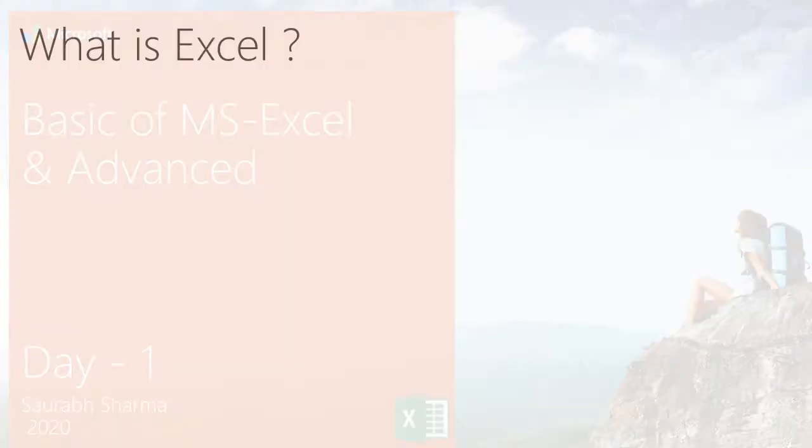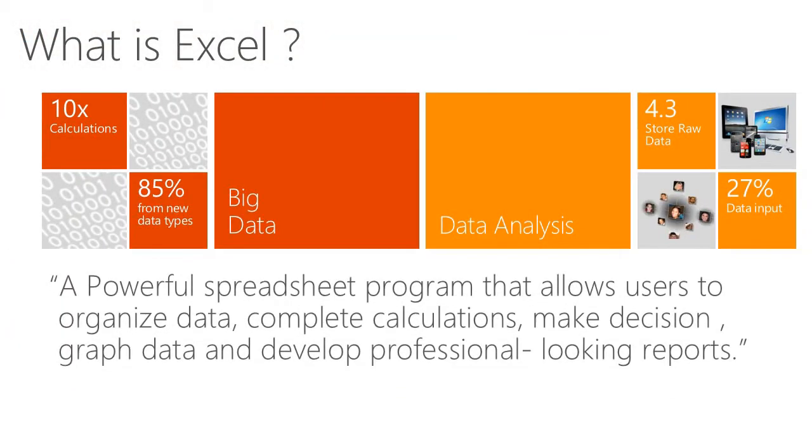So what is Excel? Why is Excel so important? For faster calculation, we can calculate fast with the help of Excel. 85% from new data types, we can handle big data, do data analysis, store raw data, and 27% data input. So these are all Excel features. It's a powerful spreadsheet program that allows users to organize data, complete calculations, make decisions, graph data, and develop professional looking reports.